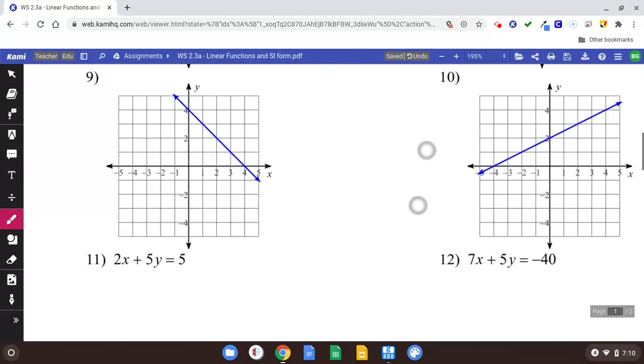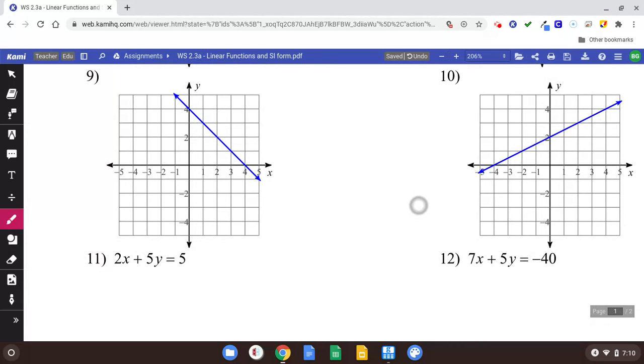So number 9, we need to do it again. So we can do it faster this time, I think. We see this point right here at 4. That's the b, that's the y-intercept. And then find some other point.